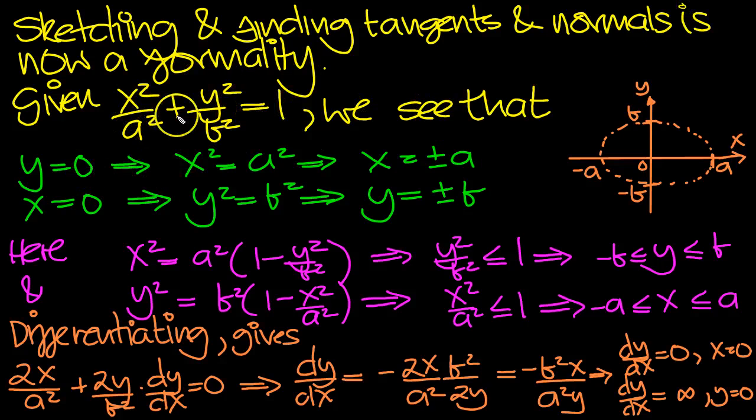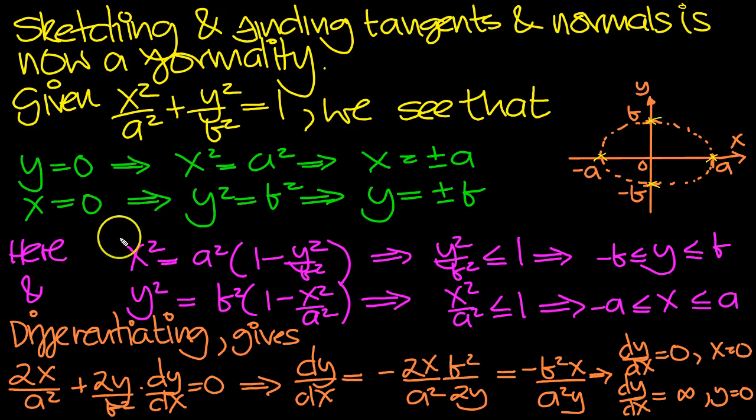So if we just let y equal 0 then this will be 0, and we'll get x squared, bring the a squared up, you'll get x squared equals a squared. So that tells us x equals plus or minus a. So you get this coordinate and this coordinate here. When x is 0, you put that in there, you'll get y squared over b squared is 1. So move the b squared up, y squared is b squared, square root both sides, y equals plus or minus b. So when x is 0, y is plus or minus b.